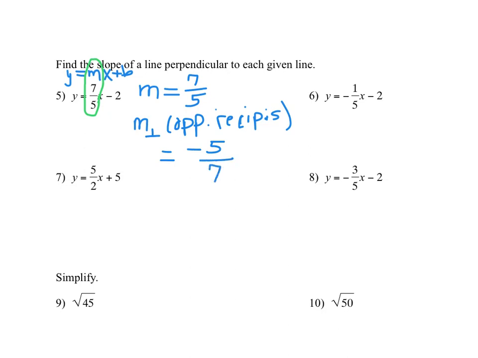So that's all we're doing in these 4 problems here, is identifying what the slope would be of a line that is perpendicular to the given line. Shouldn't take very long. Go ahead and check in on number 6, and then make sure you check the answer when you're done.